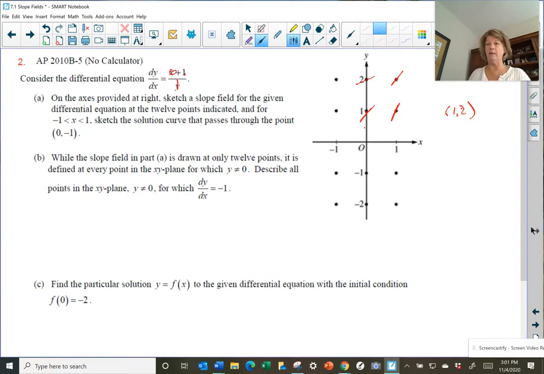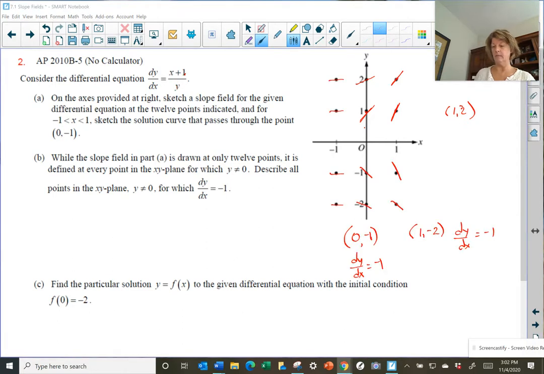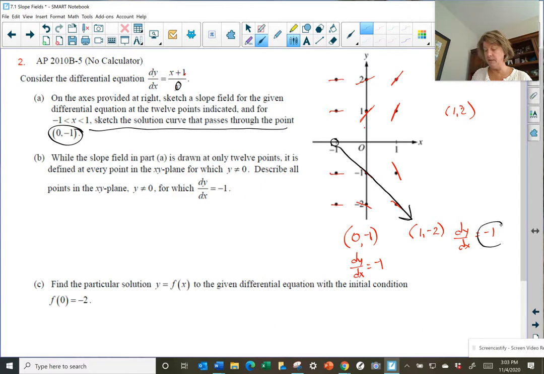I'm going to pause for a moment, and I'm going to try and sketch mine in. All right, I sketched in the rest of my slopes, and so I'm on this last part. Sketch the solution curve that passes through the point (0, -1). And if I had 0 for y, I get an undefined slope. So I'm just going to indicate that is open there, and I'm going to come through. It looks like my solution curve would be along there. I did point out that at these 2 precise locations, the slope was -1. So I just drew in a linear function for that.